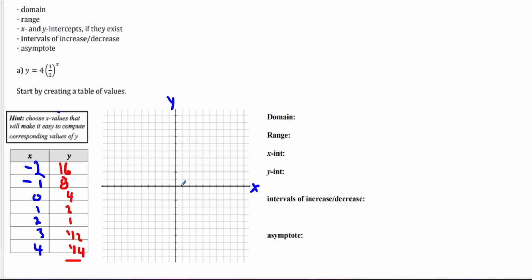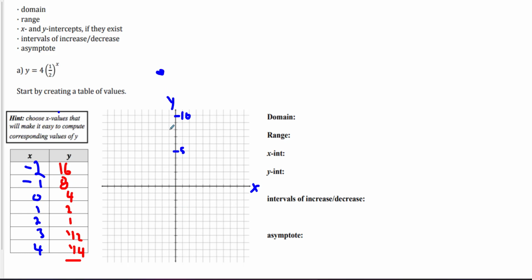Let's see, we got negative 2, so negative 2 is here. 16, 1, 2, 3, 4, 5. 1, 2, 3, 4, 5. Oh, okay, it doesn't fit. Doesn't really matter. All right, negative 2 and 16 is going to be up here somewhere.